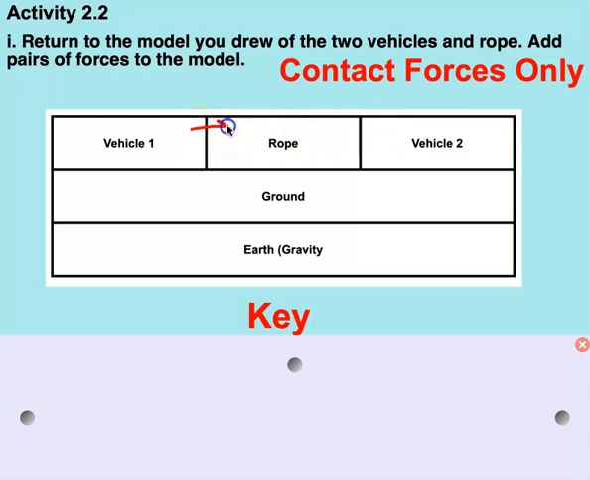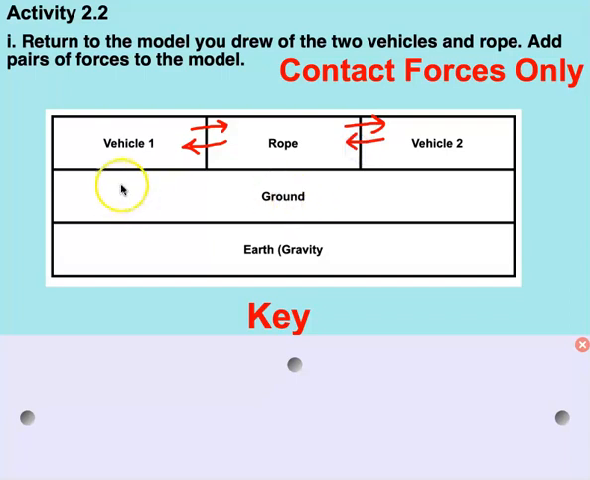Absolutely. The vehicle was actually pulling on the rope, and the rope was actually pulling back. So this would be the direction of force. So the vehicle is actually pulling on a rope. The rope's actually pulling back. Same thing here. They come in pairs. The rope's pulling on the vehicle, and the vehicle is pulling on the rope.